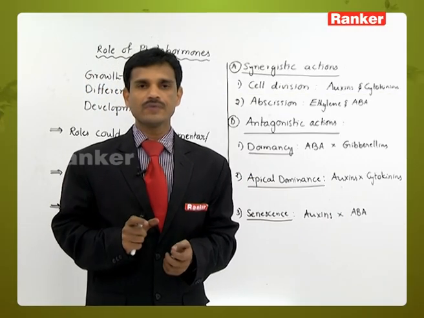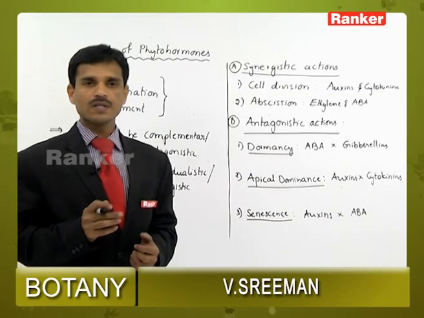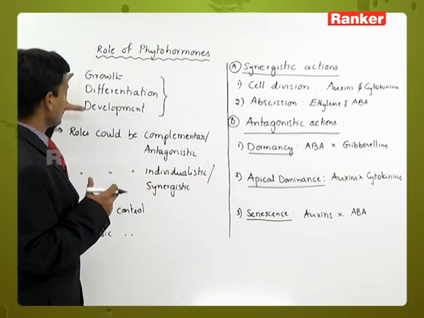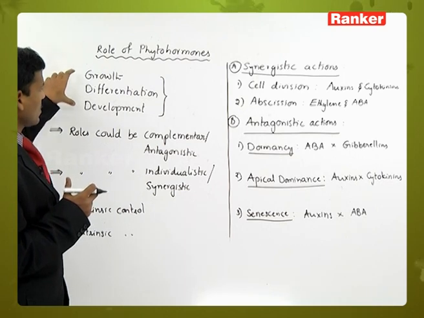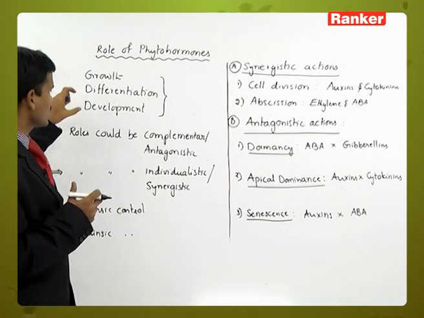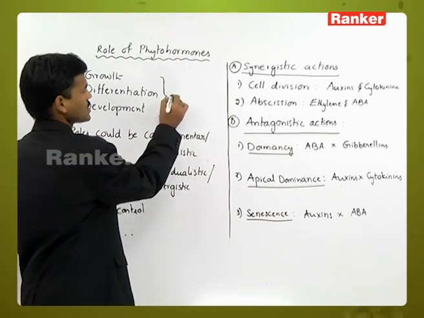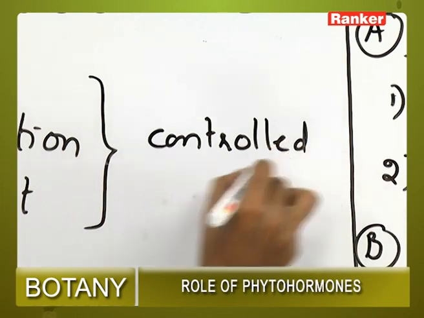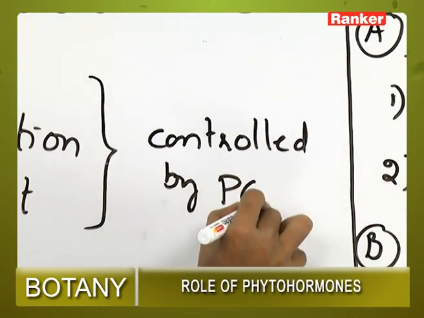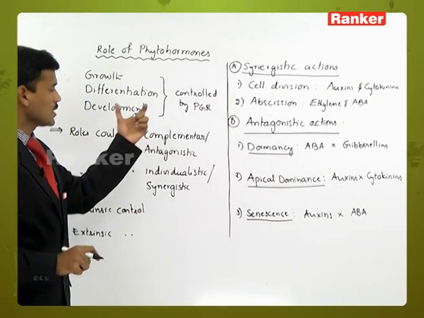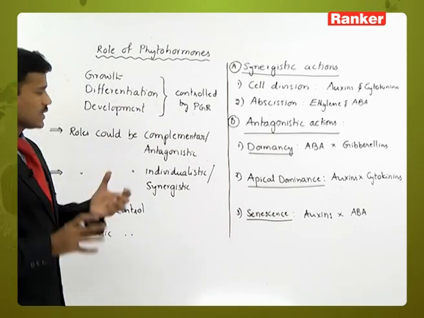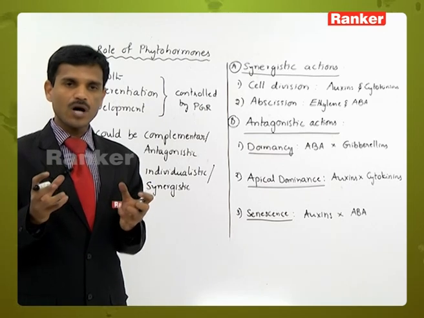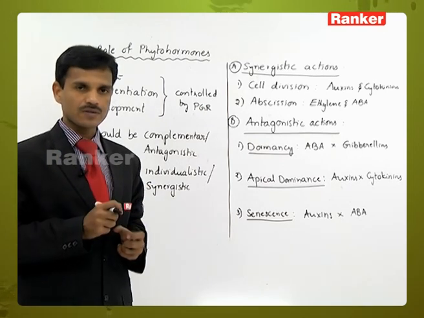The role of different types of phytohormones is different. Generally, phytohormones are involved in growth, differentiation, and development. These are governed and controlled by plant growth regulators. Sometimes different types of phytohormones are involved in the same action.